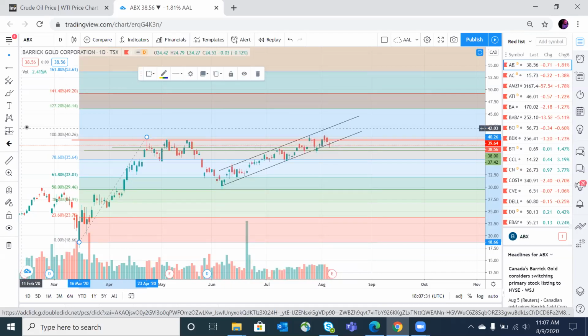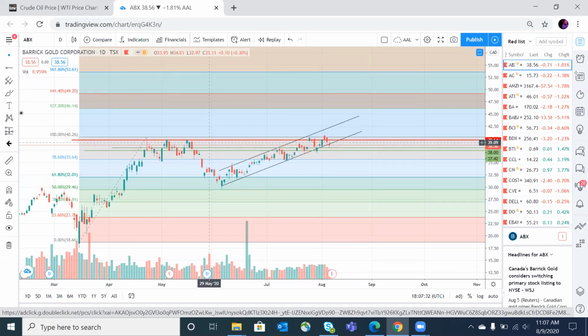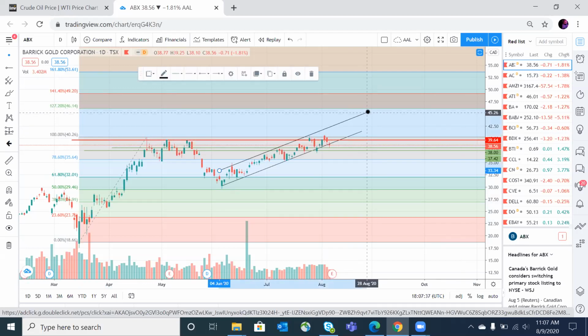So the next levels are 1 to 46. So the next target for this stock will be 46 if it gives a breakout after 40.